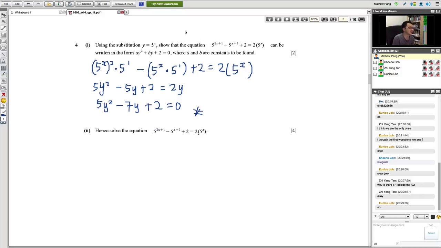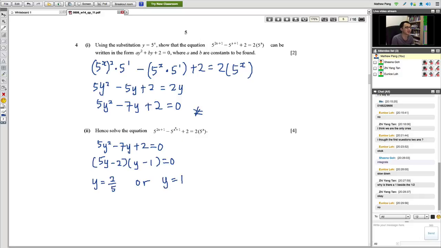It asks you to solve this equation. Basically, you just need to use your equation and factorize it. So I have 5y squared minus 7y plus 2 equals 0. Then I'm going to factorize this. I think this is 5y, and then this one will be y, and then this should be 2 and 1, negative, negative. So basically y will equal 2 over 5 or y will equal 1.